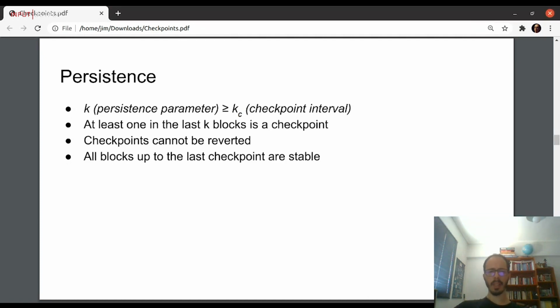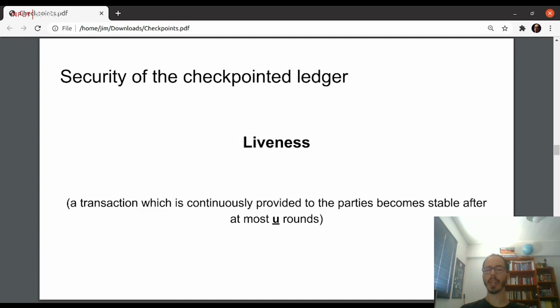Now, of course, it goes without saying that in order for this to work, the users need to accept the checkpoints. So they don't drop a checkpoint block. If a user drops a checkpoint block and decides to extend a fork that ignores it, then they practically become an adversarial party.